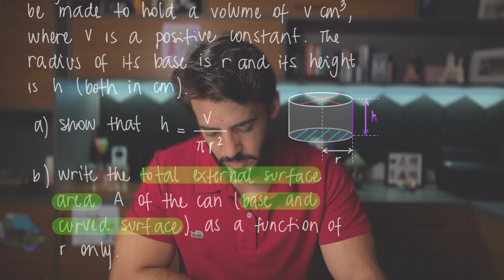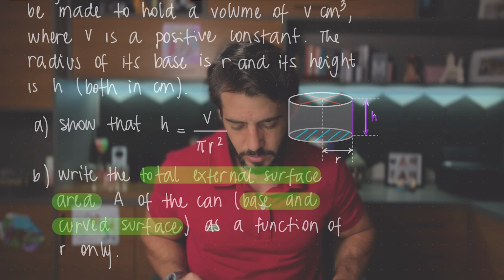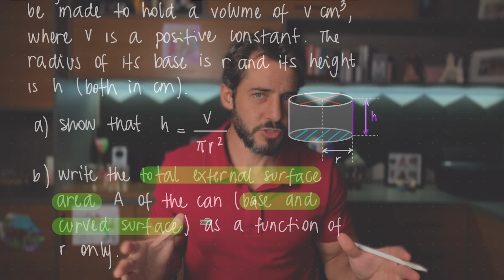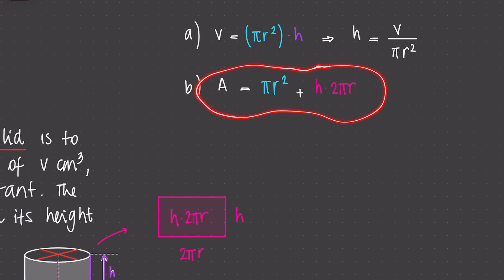This is question A. Now for question B, let's analyze what is this total external surface area. We have the area of the base, which we know to be pi r squared, so nothing changes. And we need to add to this the curved surface. If you cut this can over here and you open it, what you're going to form is a rectangle where the height is h and the base is this circumference right here, which is 2 pi r. Therefore, the curved surface area is equal to h times 2 pi r. And there's no lid. Therefore, this is the total external surface.